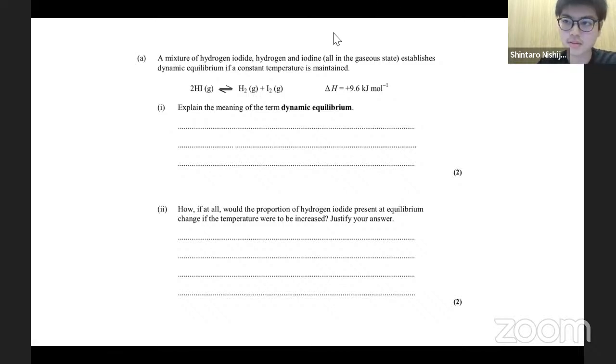Okay, so another question here. A mixture of hydrogen iodide, hydrogen and iodine, all in the gaseous state, so it's homogeneous, establishes dynamic equilibrium if a constant temperature is maintained. Okay, so first off, what does this plus 9.6 mean?